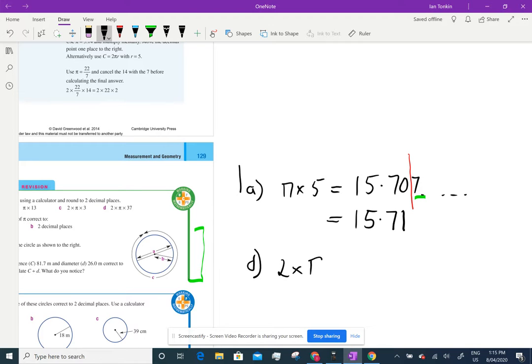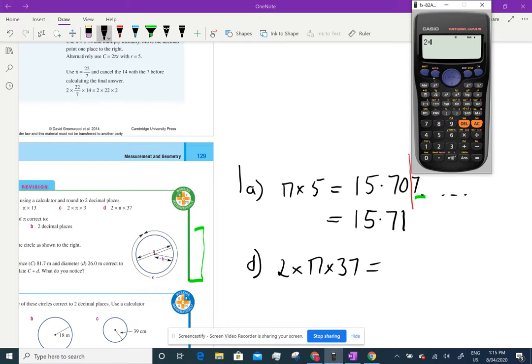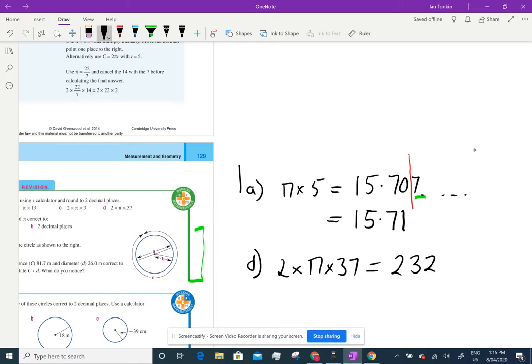2 times pi times 37. Bang, straight to my calculator. 2 times Shift down here times 37. 232.477. There are a whole lot of numbers after that, but I'm not concerned about them because I'm stopping there. So 232.4, look at the number behind the red line. Is it 5 or more? Yes, it is. So I'll round that to 8. Righto.